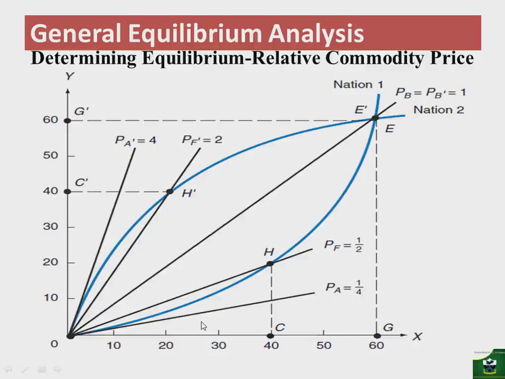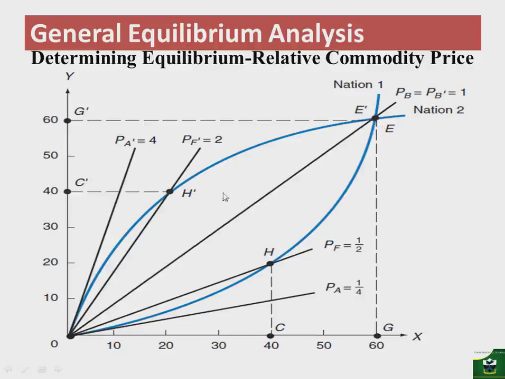So we noted that when Nation 1 is at the relative commodity price of half, it will be exporting 40 units of X and importing 20 units of Y. At the international terms of trade, or international relative commodity price, Nation 1 will export 60 units of X and import 60 units of Y to have the equilibrium point E.